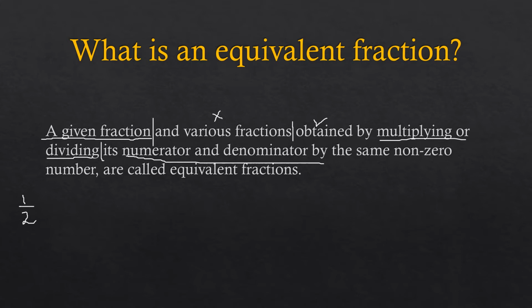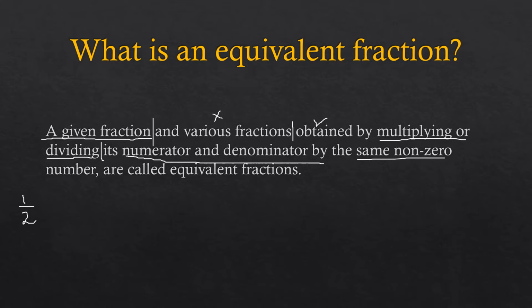by the same non-zero number. The same non-zero number is nothing but any number other than 0, and they are all natural numbers. We will multiply the natural numbers to the numerator and denominator of a given fraction, and we will obtain various fractions. Now how? This is the definition for equivalent fraction. These numbers are known as equivalent fractions.